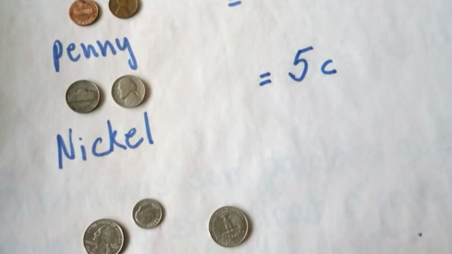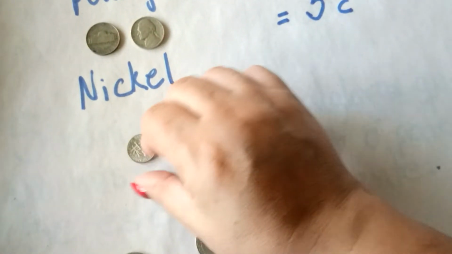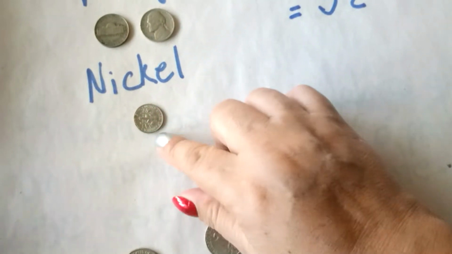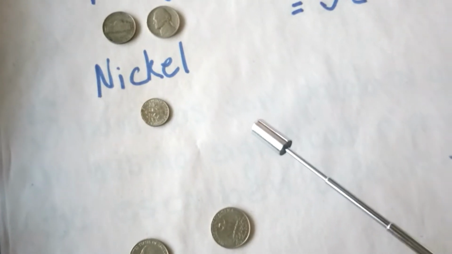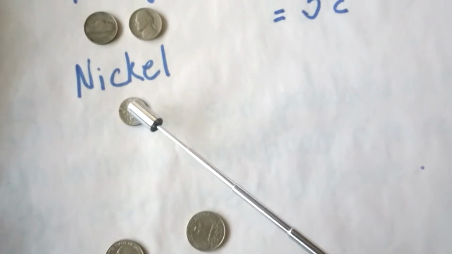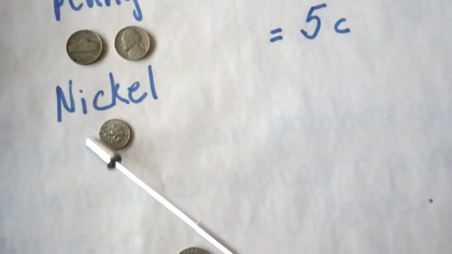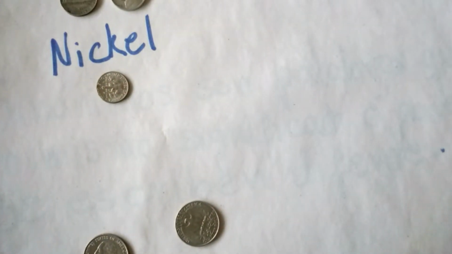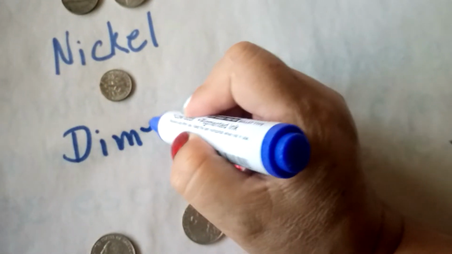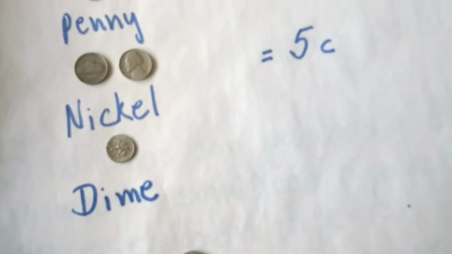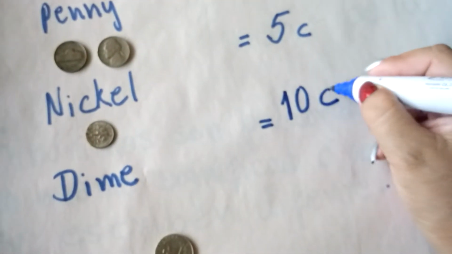Okay, now the third coin that we saw was the smallest coin. This is the dime, the smallest size. Look at this. The penny is bigger than the dime. This is dime. Dime is worth 10 cents.